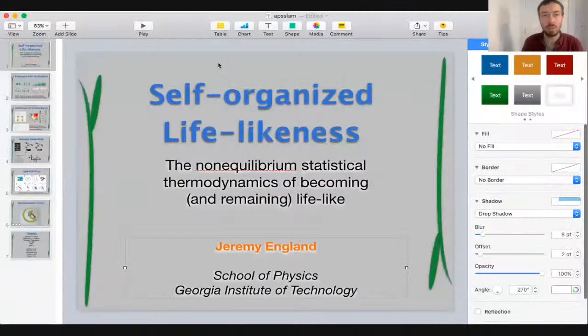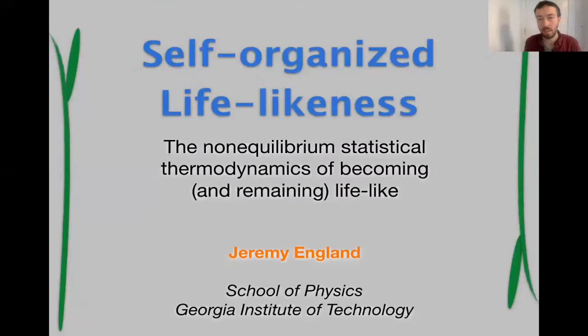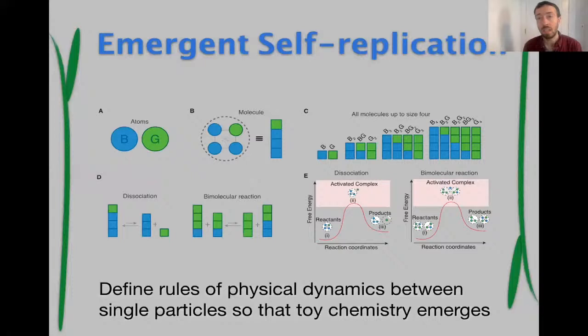Hi, my name is Jeremy England, and I'm from the Georgia Tech School of Physics and the AI and Machine Learning Division of GlaxoSmithKline. And I want to tell you about 3 papers that describe the physics of 3 different kinds of self-organized lifelikeness. The first kind of behavior that we're going to talk about is self-replication.